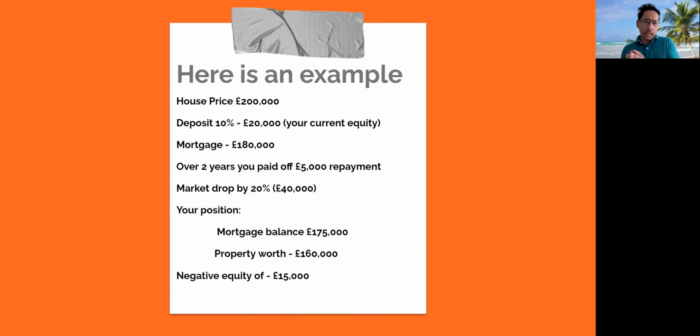Over the next 2 years, in this example, you paid off £5,000 from repayment. Okay, so you have two types of mortgages. You've got the interest only and you've got the repayment, where you pay the interest as well as part of the capital towards the property. If you are a first-time buyer, most first-time buyers are on a repayment mortgage, and that is what I think is the right thing.